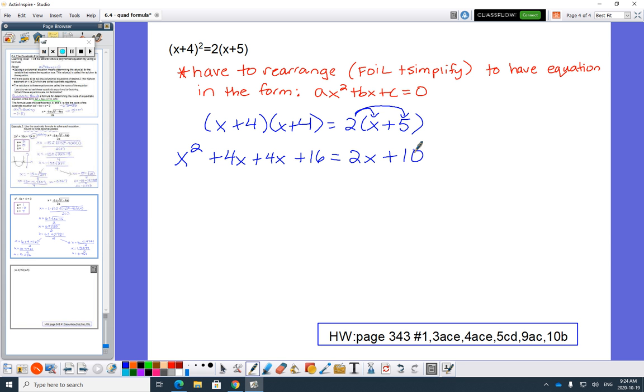So you can decide if you want to collect these like terms first before you bring the 2x term and the 10 over. It's really up to you, okay? Some people will just put them all together first and then collect the like terms. It doesn't really matter. But it has to be equal to 0. Whether you're solving by factoring or solving by the quadratic formula, it has to be equal to 0.